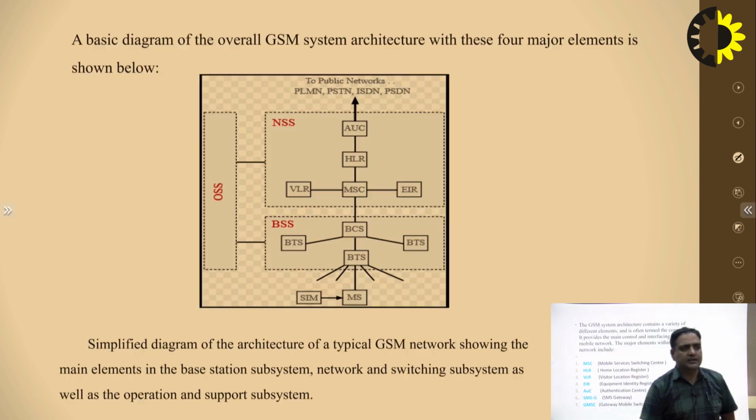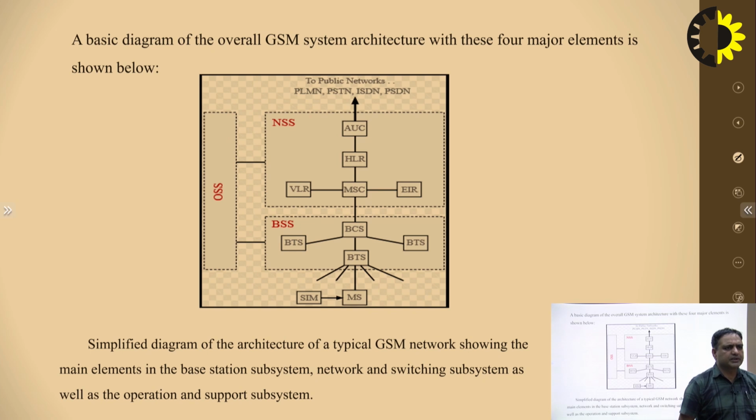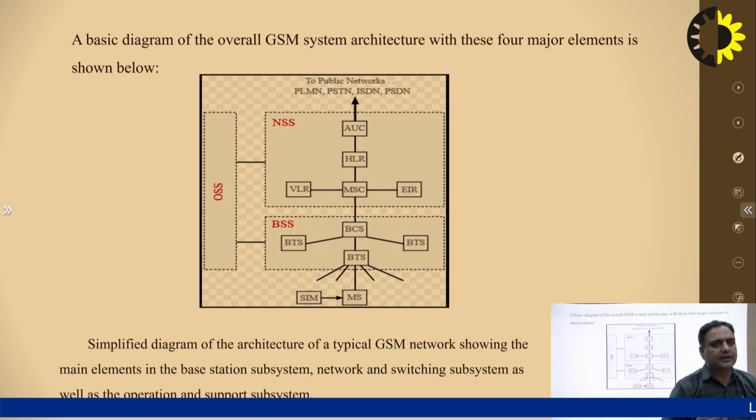Here you can better understand all the contents. This is the NSS, and NSS means the MSC. In the MSC there are AUC, authentication center, HLR, home location register, VLR, visitor location register, and EIR, equipment identity register. These are the key terms associated with the MSC.